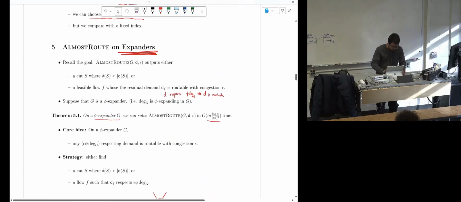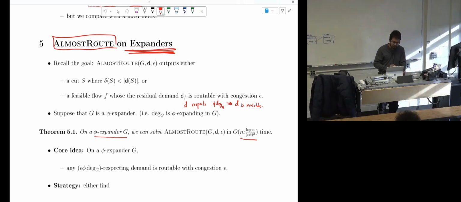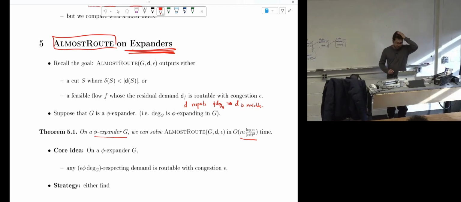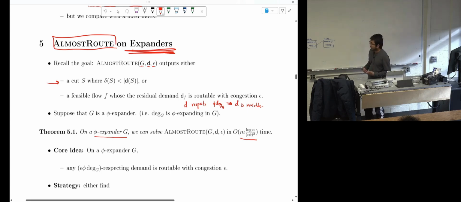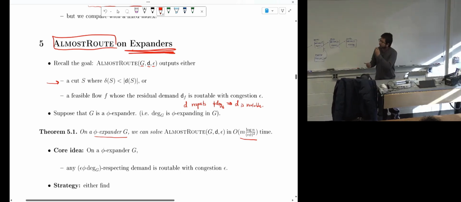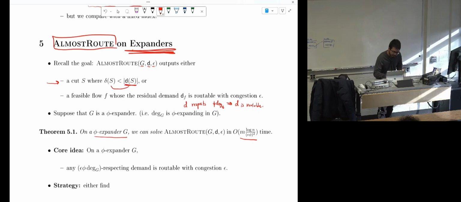So what we're going to do today is to finish the algorithm, how to solve almost route problem on expanders. Okay, let's recall the goal. The goal is that you get a graph, you get a demand, and some slack parameter epsilon. You either return a cut, we call it a violating cut, which just says that this demand is not routable with condition 1. Just certify that this is not possible because the total demand is just too big compared to the size of the cut.